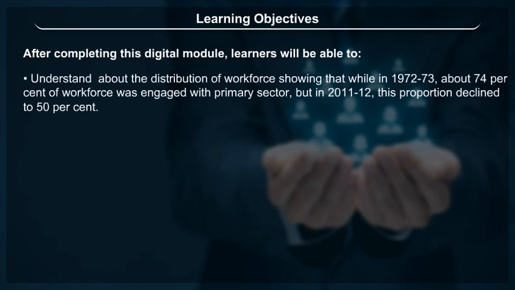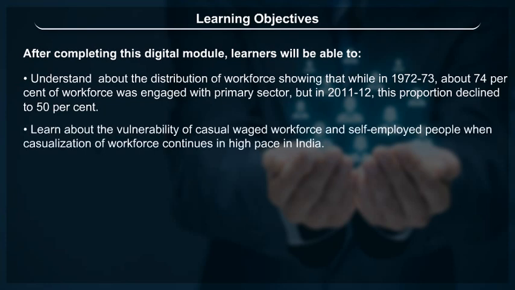Understand the distribution of workforce, showing that while in 1972-73 about 74% of the workforce was engaged in the primary sector, in 2011-12 this proportion declined to 50%. Learn about the vulnerability of the casual waged workforce and self-employed people when casualization of the workforce continues at a high pace in India.